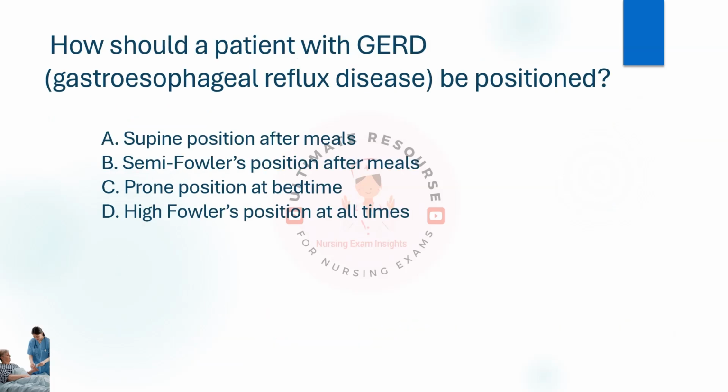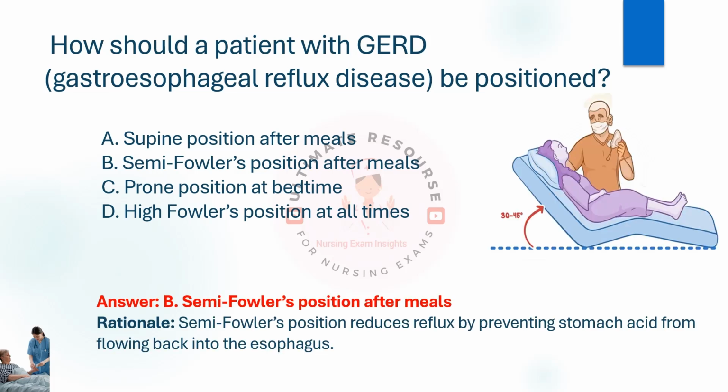How should a patient with GERD, gastroesophageal reflux disease, be positioned? Options are A, supine position after meals, B, semi-Fowler's position after meals, C, prone position at bedtime, D, high Fowler's position at all times. Answer is B, semi-Fowler's position after meals. Semi-Fowler's position reduces the reflux by preventing stomach acid from flowing back into the esophagus.